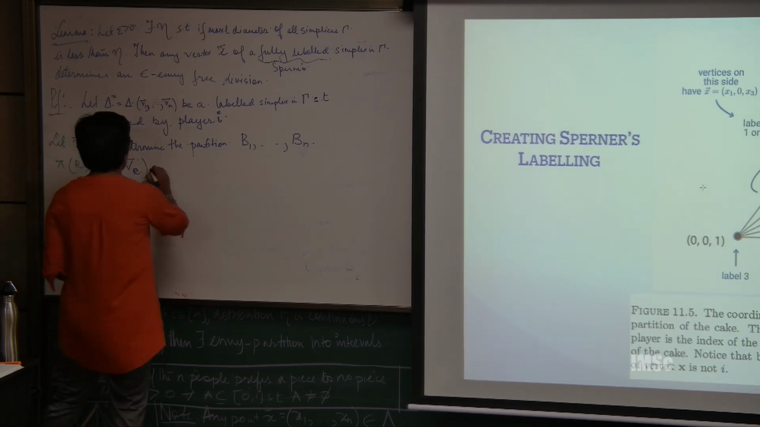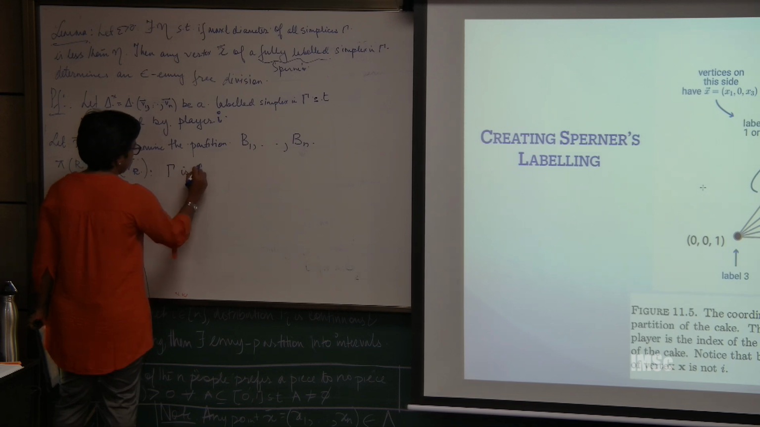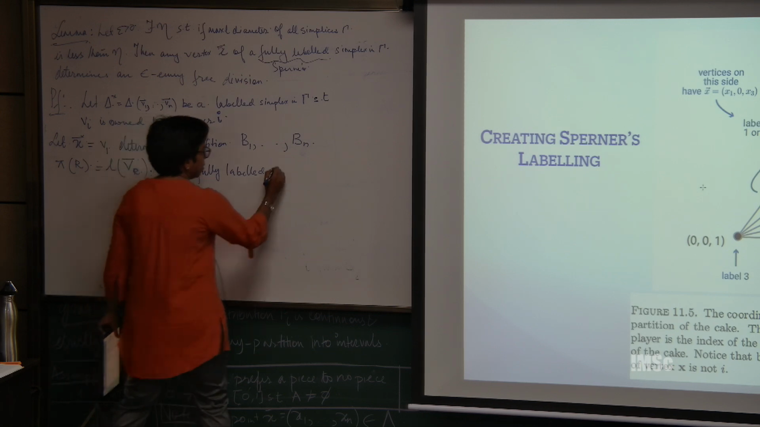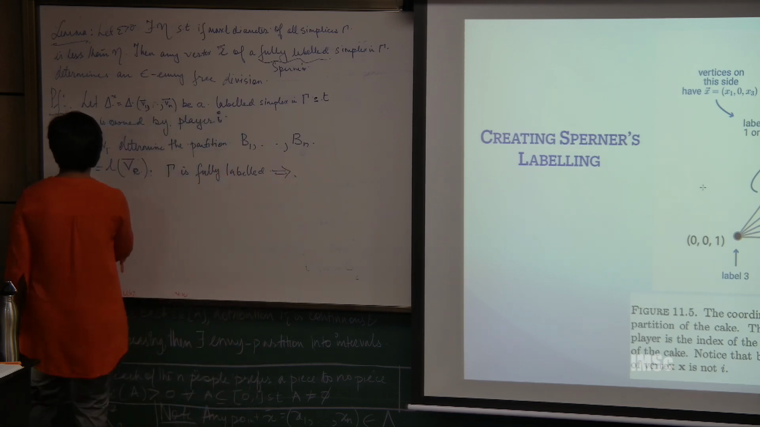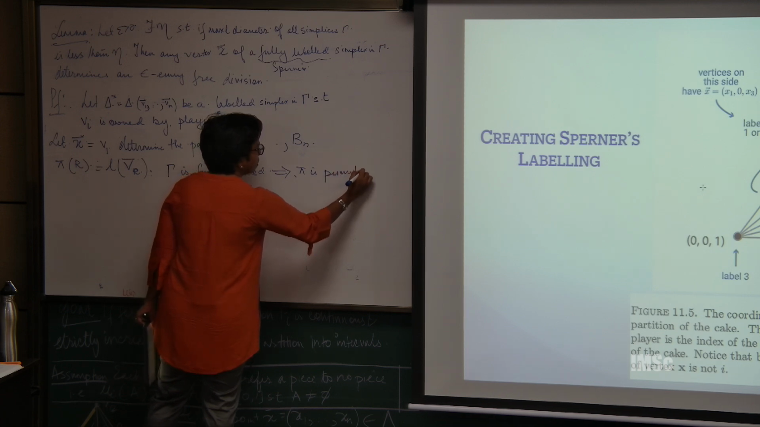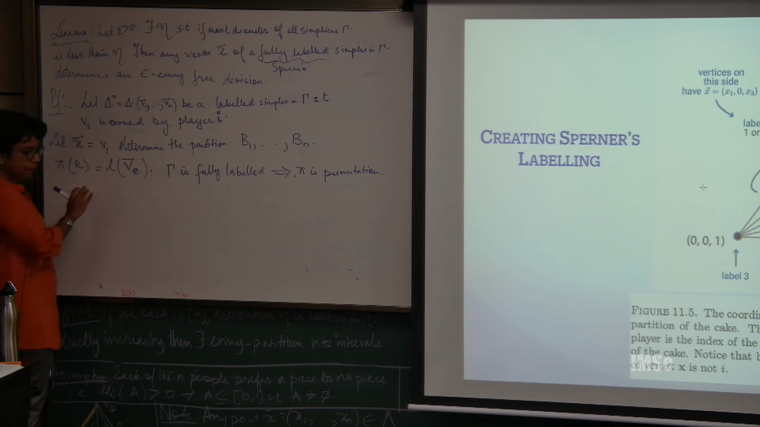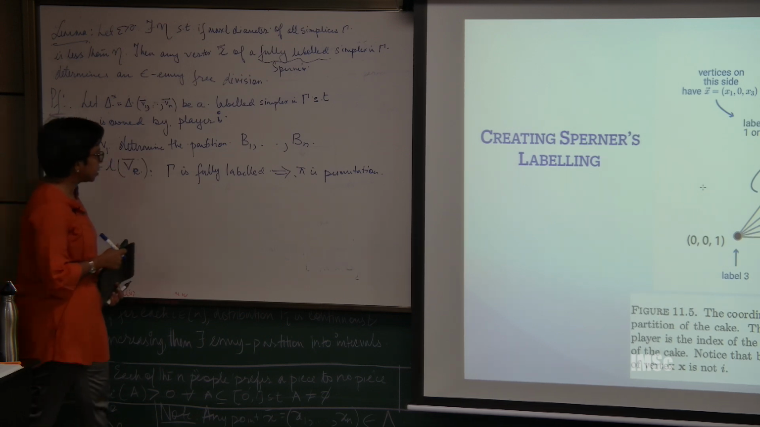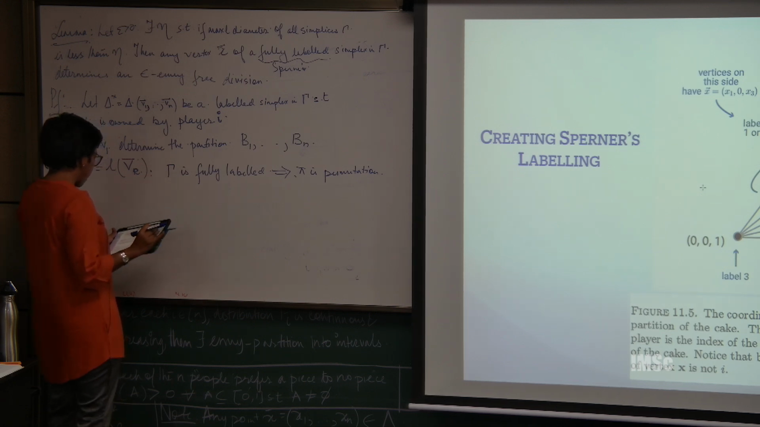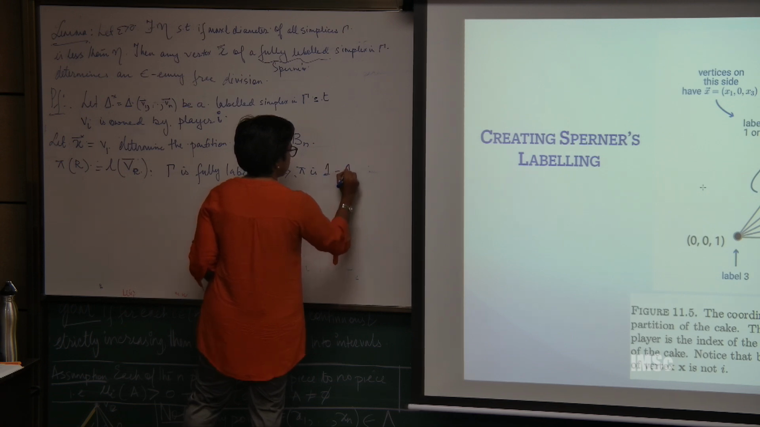Now, tau is fully labeled, meaning it uses all the colors and so on, which implies pi is a permutation. Otherwise, the way I have defined it right now, I have just given basically an injective map. When you say permutation like this, it means some injective map, one to one.